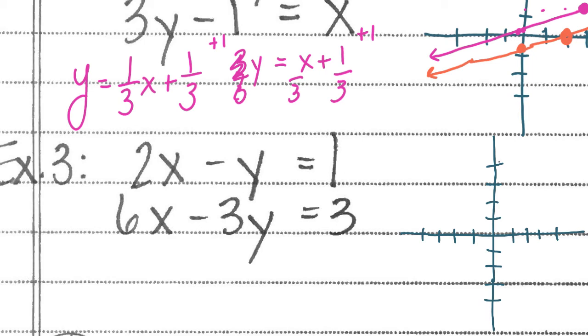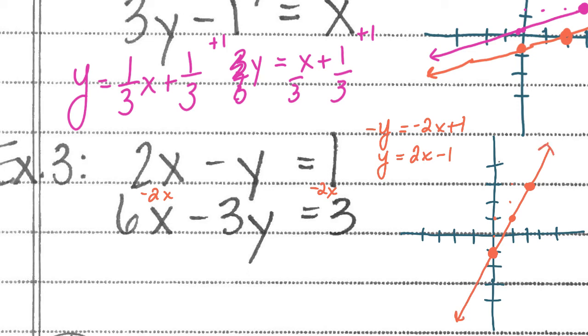If I solve for y on the top, I'm going to subtract 2x from each side, and I have negative y equals negative 2x plus 1. And I change all the signs so I get y equals 2x minus 1. We start at negative 1. We go up 2 over 1, up 2 over 1, and voila, that is the graph that we have. Hey, that was a pretty good line.